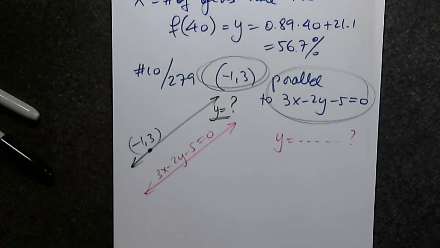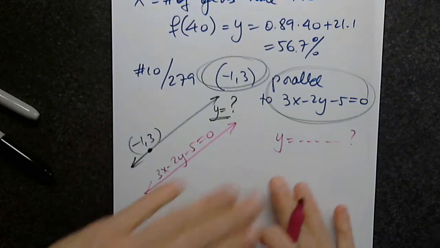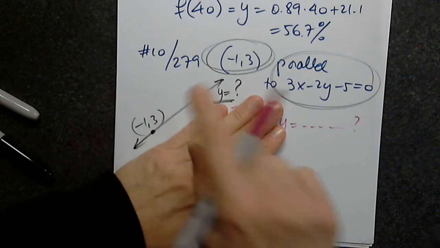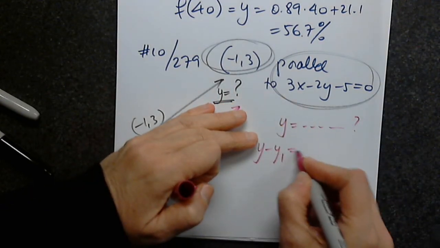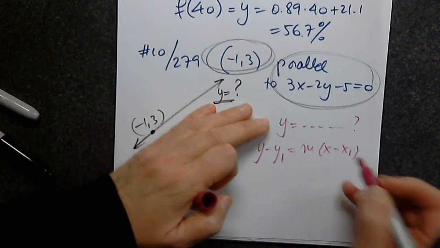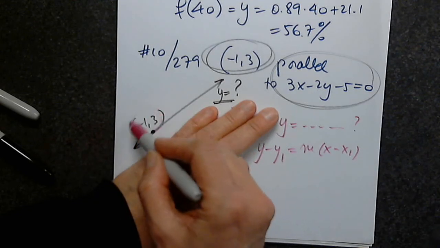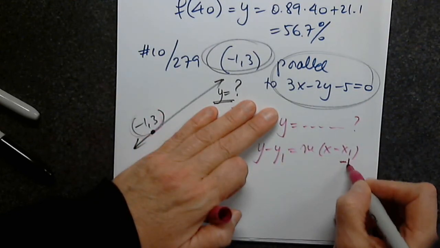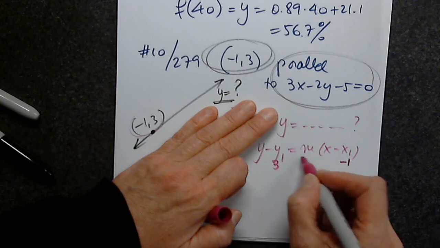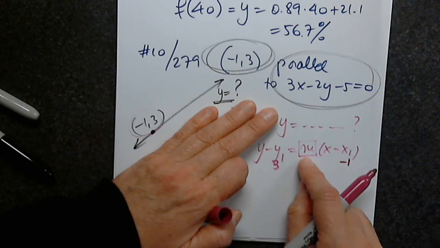Any ideas? Yes. So the idea here is, what I know about this function, I know y minus y1 equals the slope times x minus x1. Why? Because this is not the y-intercept. So this number will be -1, this number will be 3. The only missing piece is the slope.